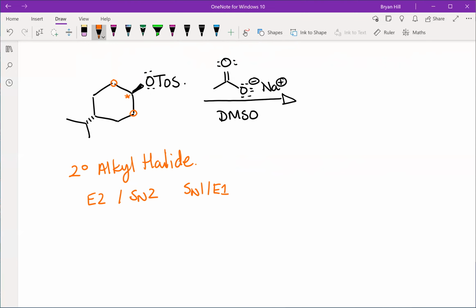Now, the things that are going to promote an SN2 reaction over an SN1 are also going to promote an SN2 reaction over an E2 in many ways. So for E2, remember, you want to use a protic solvent. For SN2, you want to use an aprotic solvent. But the key point is that the first thing we're going to look at is the Lewis base. Is it a nucleophile or is it a base? And what do we have in this case? We've got the carboxylate anion. So it is a weak base.